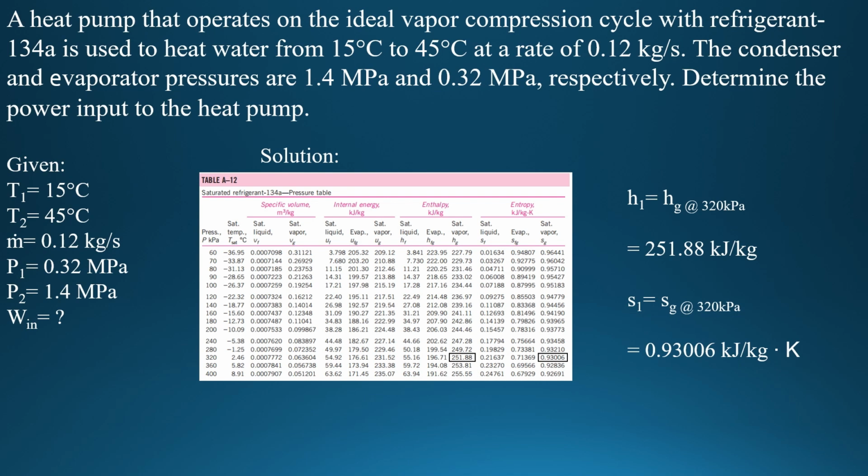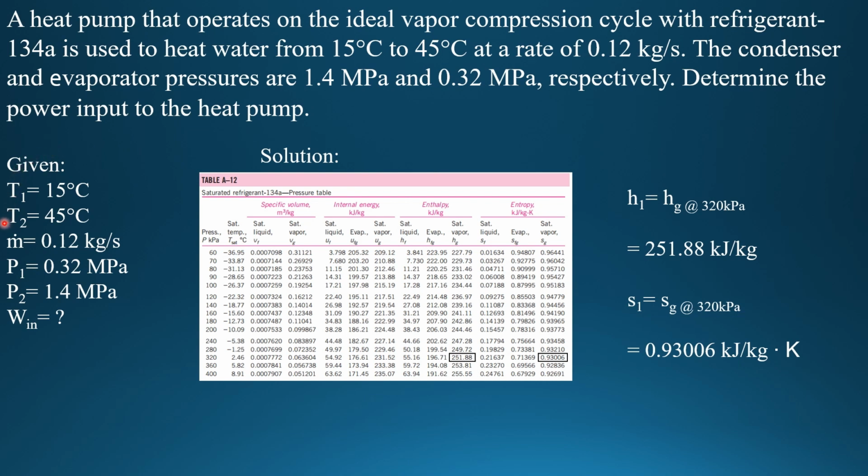Today, we will be solving another problem from the book of Thermodynamics by Singal, Chapter 7, the refrigeration cycle. A heat pump that operates on the ideal vapor compression cycle with refrigerant 134A is used to heat water from 15 degrees Celsius to 45 degrees Celsius at a rate of 0.12 kg per second. The condenser and evaporator pressures are 1.4 megapascal and 0.32 megapascal, respectively. Determine the power input to the heat pump.